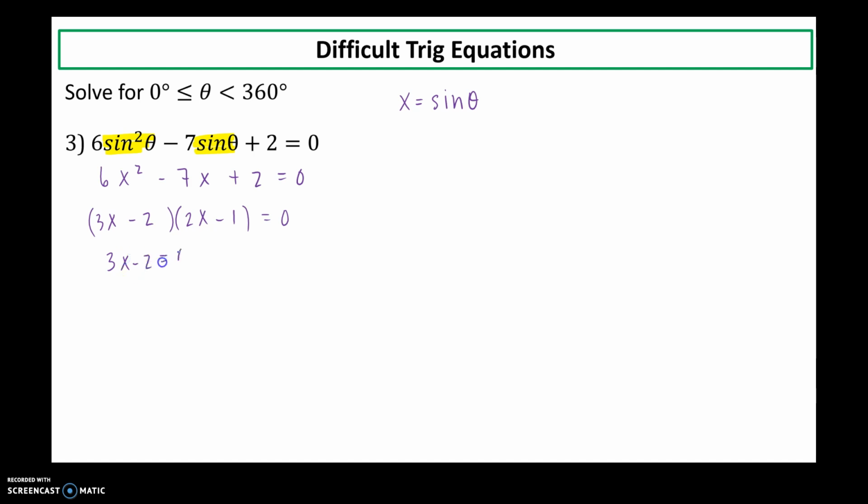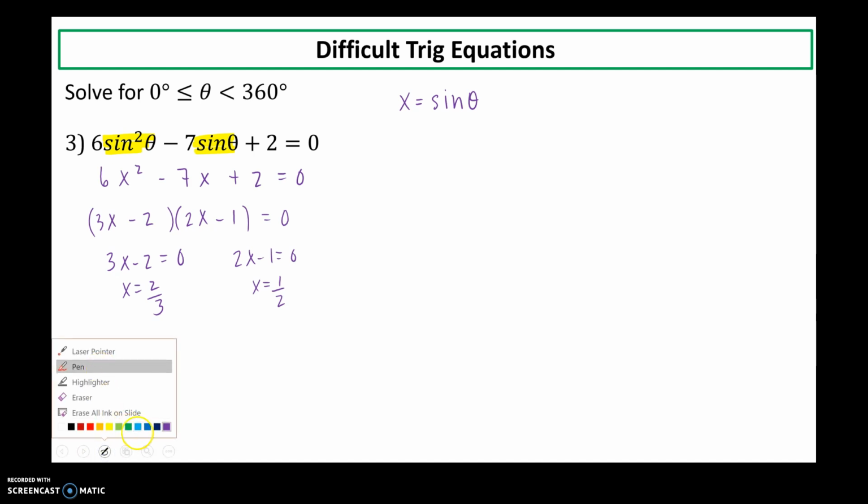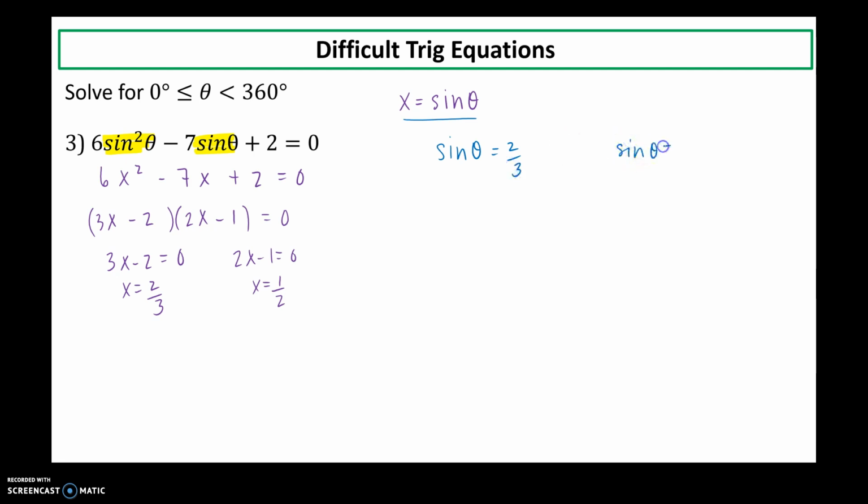So setting each factor equal to 0, I get x is equal to 2/3, and then I get x is equal to 1/2. But remember, we're not solving for x, we're solving for the sine of theta. So I have to go back and make that substitution. So now sine of theta is equal to 2/3, and sine of theta is equal to 1/2. This is a non-calculator problem. Okay, so within my domain of 0 to 360 degrees, I'm going to have a quadrant 1 and a quadrant 2 angle.